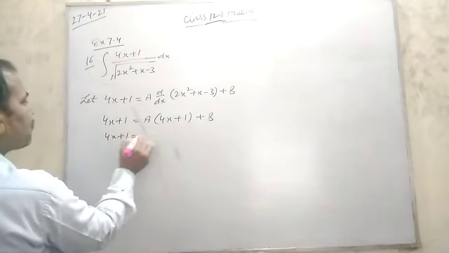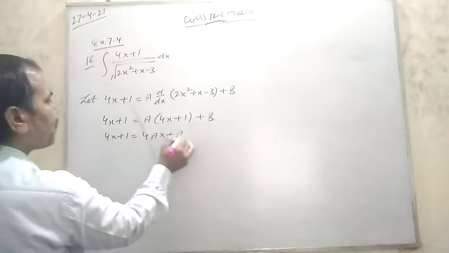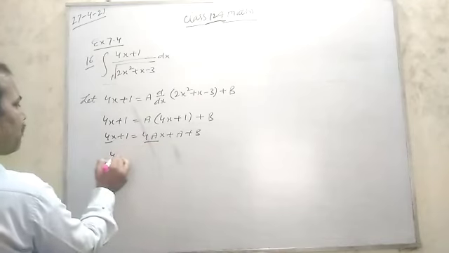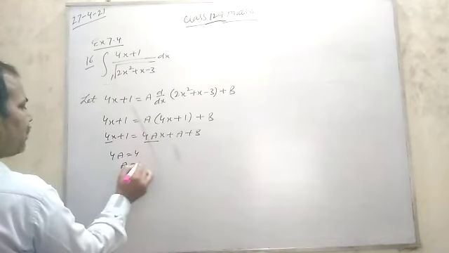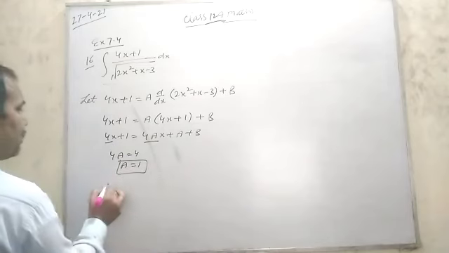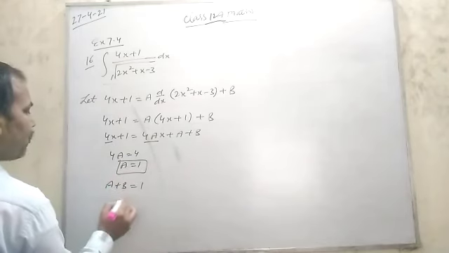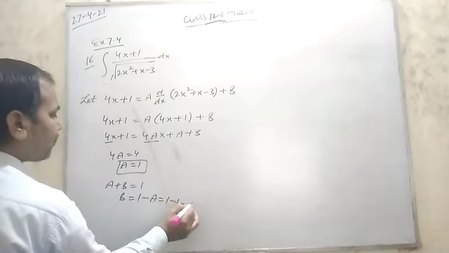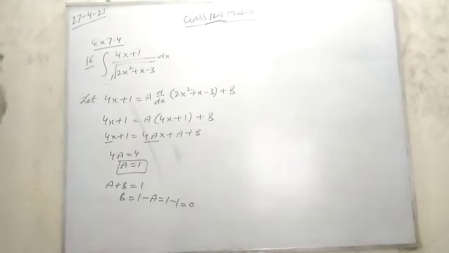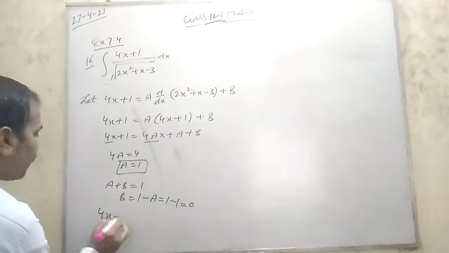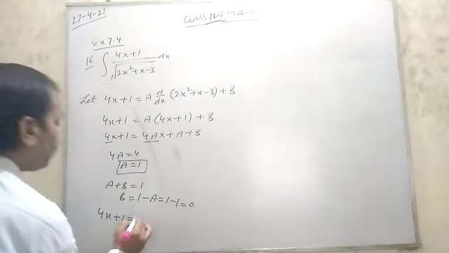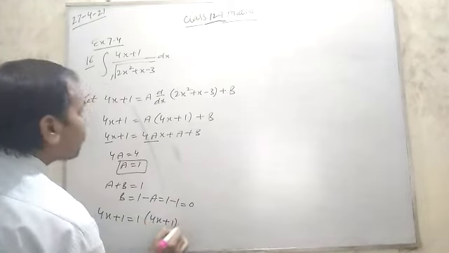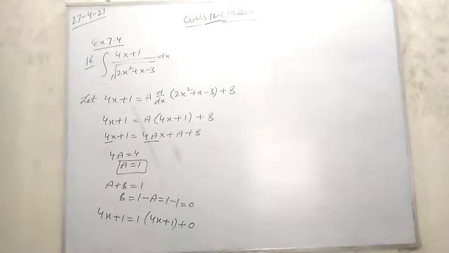So 4x plus 1 is equal to 4ax plus a plus b. So x coefficient 4 and here 4 is equal to 4a, means a is equal to 1. Then constant a plus b is equal to 1, so b is equal to 1 minus a, and a also 1, so b is equal to 0. Here means in place of 4x plus 1 we can write a is 1 and differentiation of this will be 4x plus 1, plus b is 0.